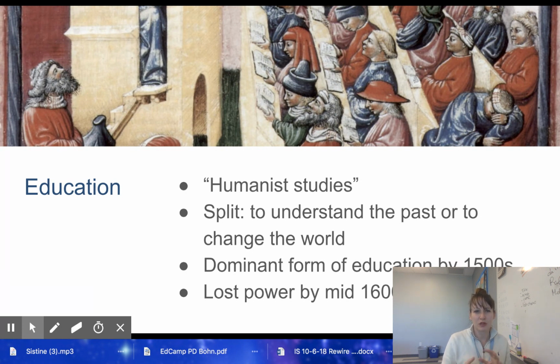But there was a split with humanists. There were different goals. We can go over them in class as well. Was it just so you can understand the past, so you can understand Greece and Rome? Or was it to use that knowledge to make it better? So think of that Da Vinci quote, "It's not enough to know, you must apply, you must do," right?